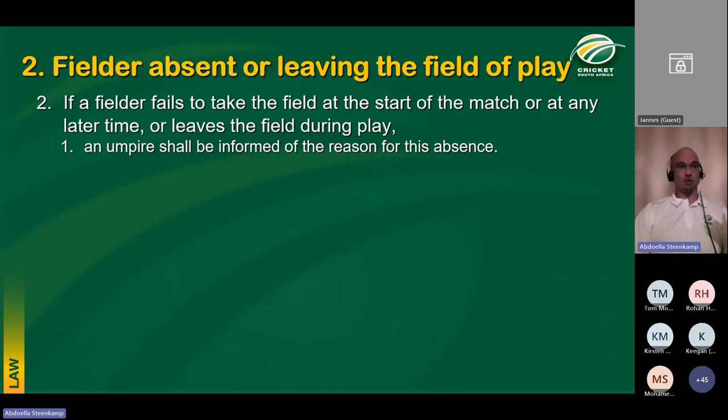What do you then do as the umpire? You take out your notebook, you write down the name, Abdullah is leaving the field. Let's say it's hamstring, and time that he leaves the field is 10:30. So you need to write the name, reason, and time. We'll see now why it's important to write the time.